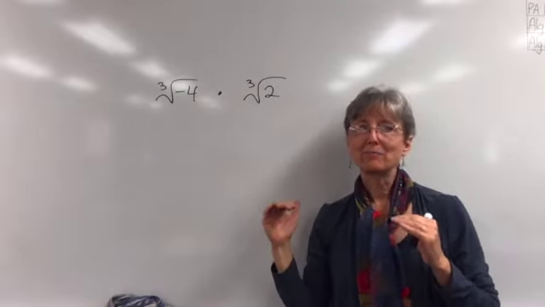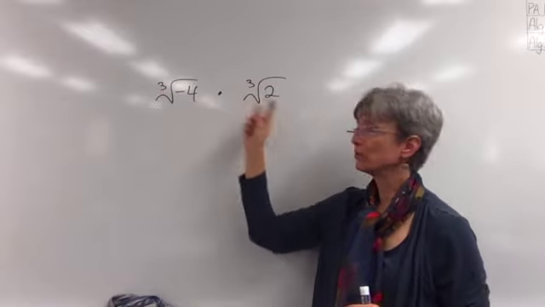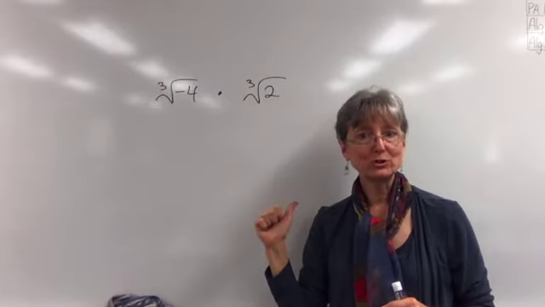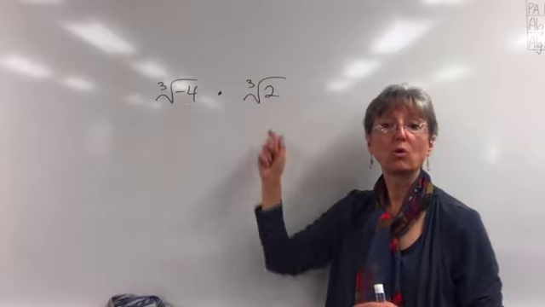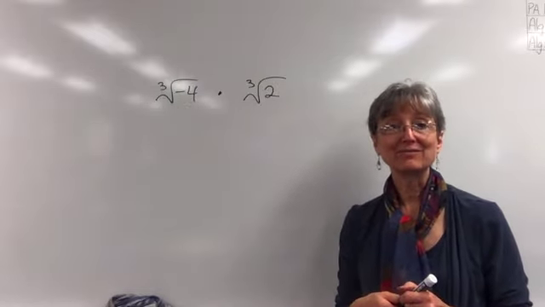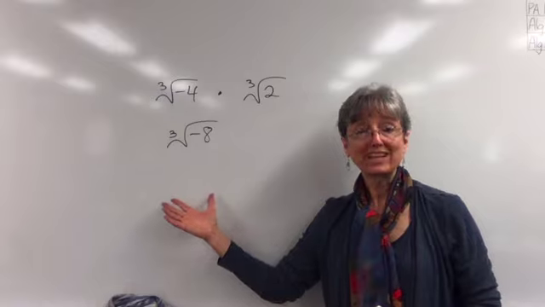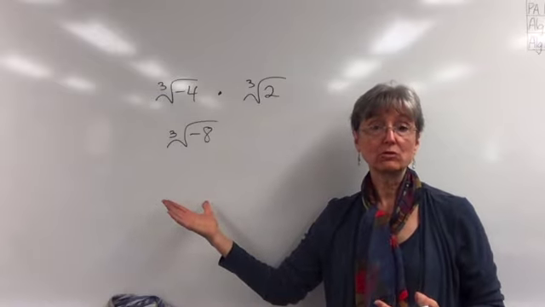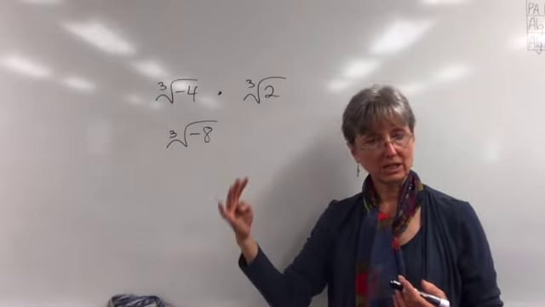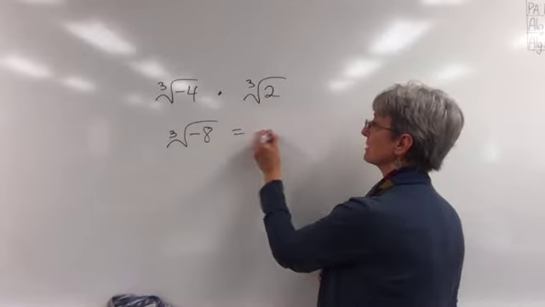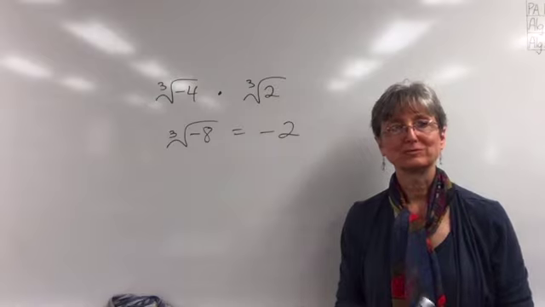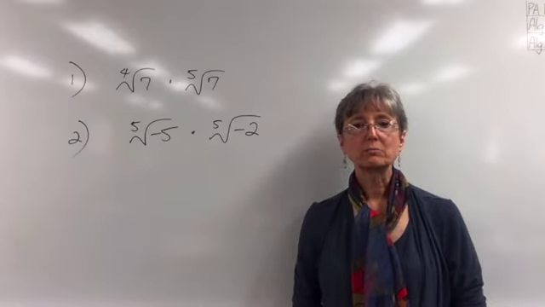Both of them have matching indexes. They are both cube roots. Therefore, you can multiply them. This becomes the cube root of -4 times 2, or the cube root of -8. The cube root of -8 has an answer. It's -2, because -2 times -2 times -2 is -8. So this becomes -2. Here's two other problems we can practice.